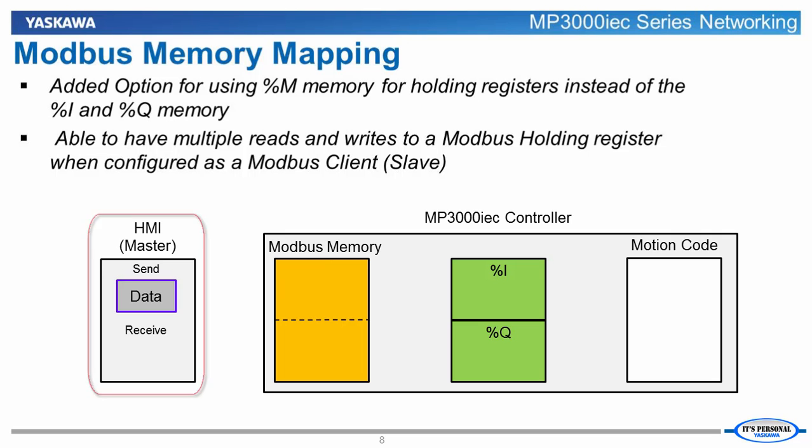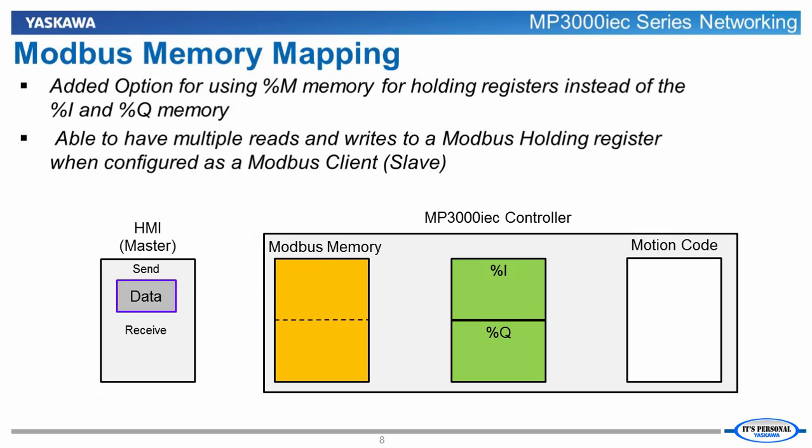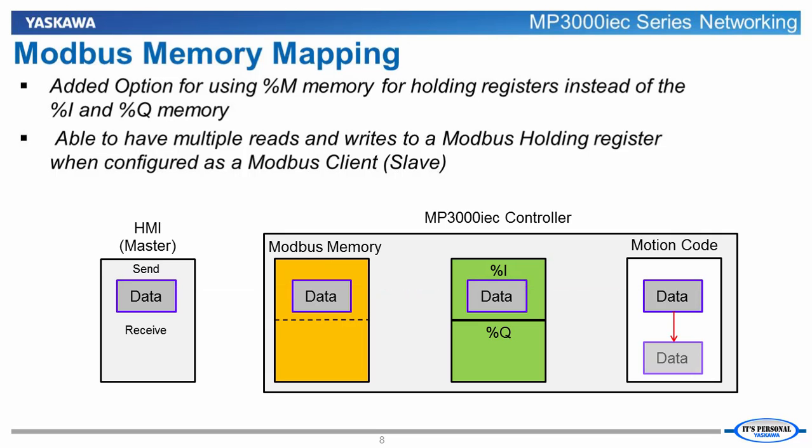For example, let's say that we have a HMI being the Modbus TCP master and the MP3000 IEC controller being the Modbus TCP slave. The HMI puts data into the Modbus holding registers via %I memory. The motion code then uses the data in the %I register. If the HMI wants to see what the holding register value is, it would have to duplicate the %I holding register value in the motion code and put it into a %Q holding register, which can then be read by the HMI.